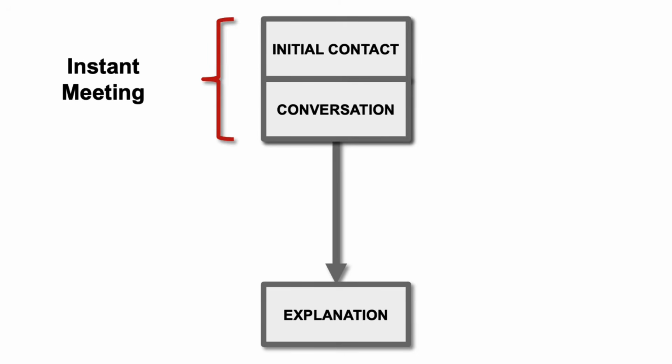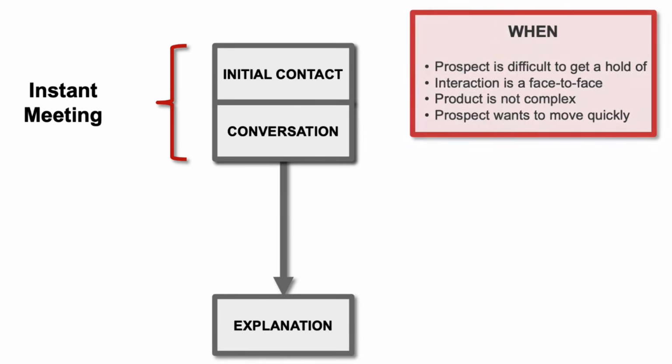Now, there are some pros and cons to having instant meetings with prospects. So the first thing I would recommend is to be aware of when you are progressing into an instant meeting, because there are situations where you might want to prevent that from happening. So to understand that a little bit better, first, let's discuss when it is good to have instant meetings with prospects. And this can be when you're reaching out to a prospect that's really difficult to get a hold of, and you don't know if you're ever going to be able to get them on the phone or get in front of them again.